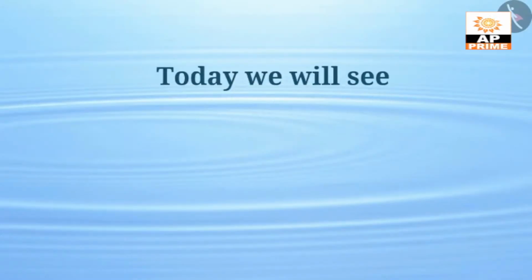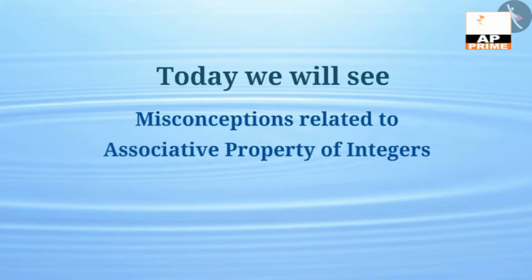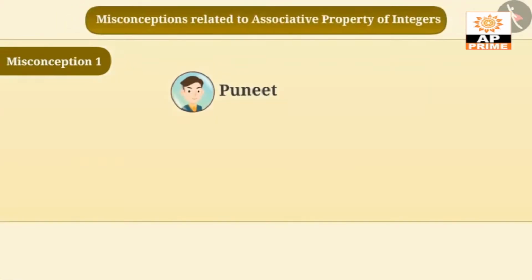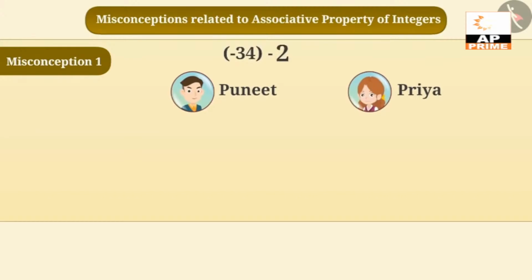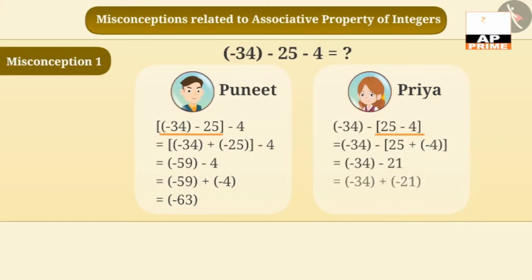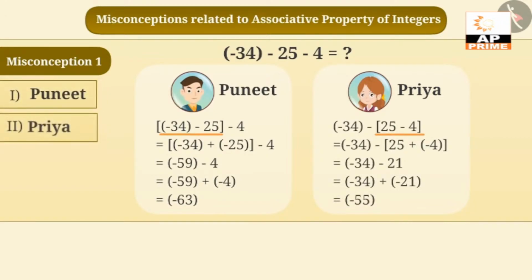Today we will see misconceptions related to associative property of integers. Misconception 1. Puneet and Priya have to find the value of the subtraction of minus 34, 25 and 4. Puneet has solved it by making a group of minus 34 and 25 and obtained the result minus 63. Priya has solved it by making a group of 25 and 4 and obtained the result minus 55. Tell me who is correct.